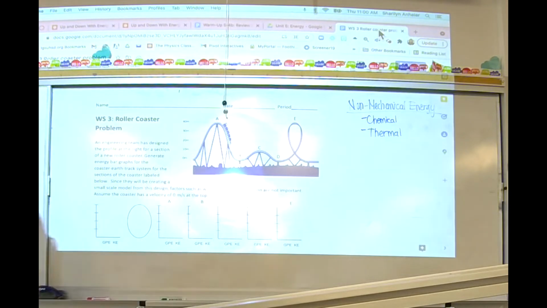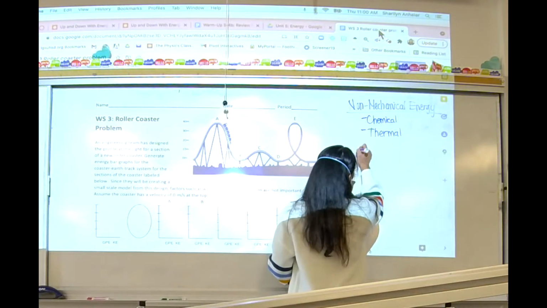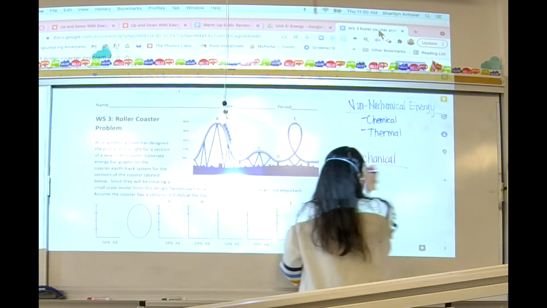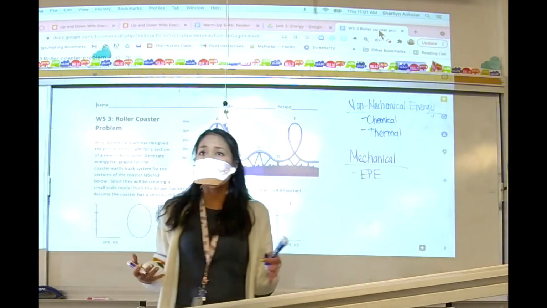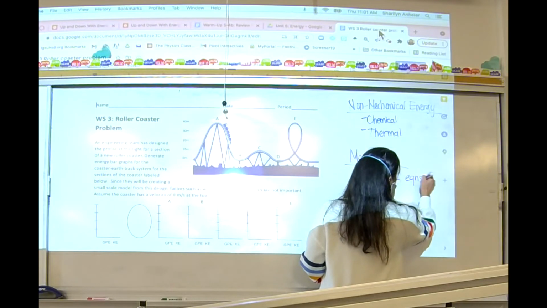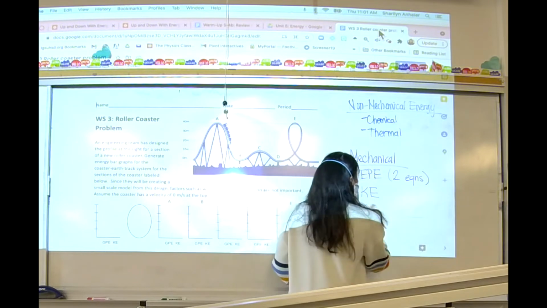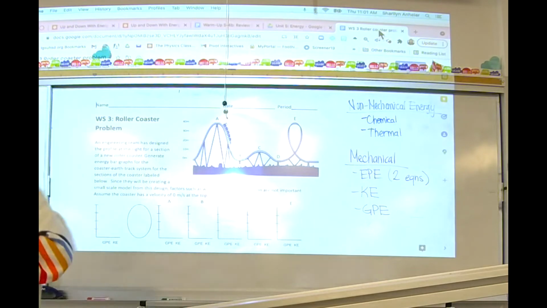What we do have equations for are what we call mechanical energy. So this is what we're going to include in our system, which would be elastic potential energy. We're not using that today, but you know the two equations for EPE. So this has two equations. We've got kinetic energy, which is motion, and we've got gravitational potential energy, which is due to height above the ground.